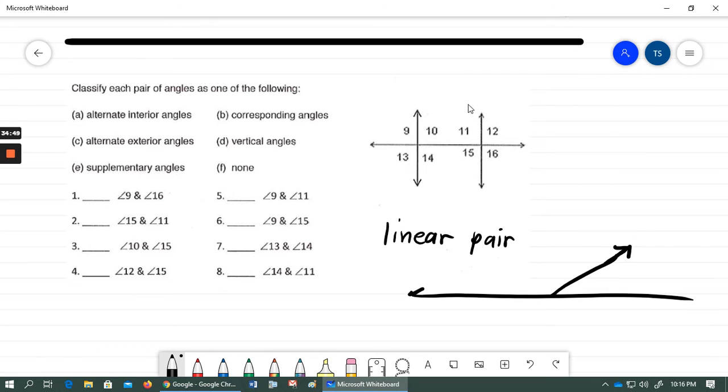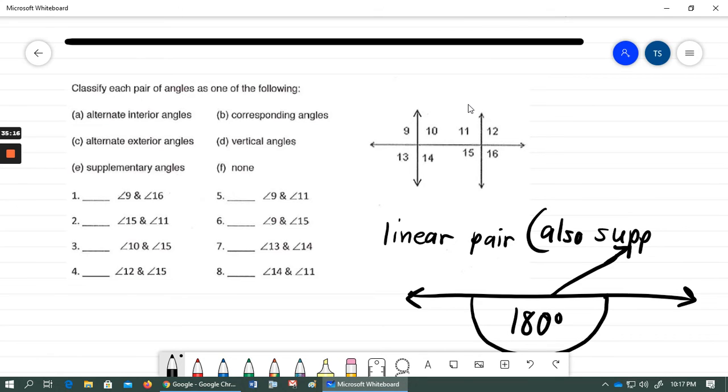And what do we know about the measurements for two such angles that form a straight line like this? A straight angle has what measurement? 180 degrees, right? And so if these two angles add to give you 180 degrees, that means a linear pair is also what? Supplementary. Great. I'm glad you know that. Wonderful. Because that's part of the basics that we tried to explain to you in previous lessons.